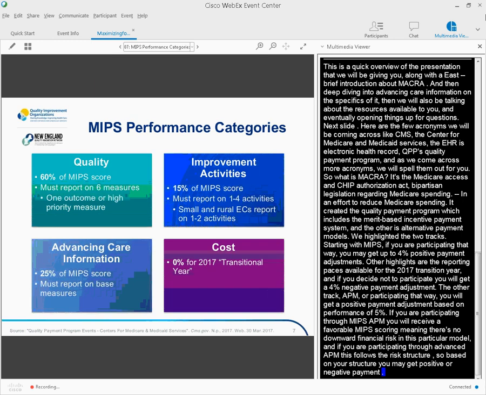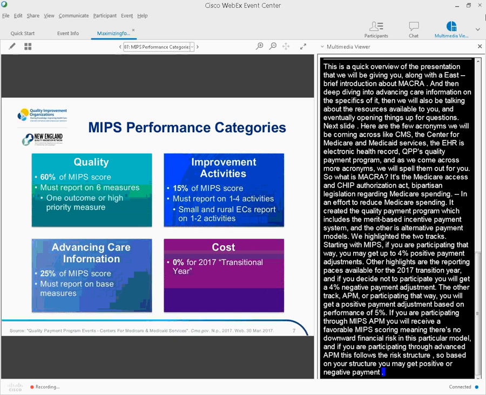Going into the details of performance categories, starting with Quality. Quality accounts for 60% of your total MIPS score. An eligible clinician must report on 6 quality measures out of 270 that are available. One has to be an outcome or a high priority measure.